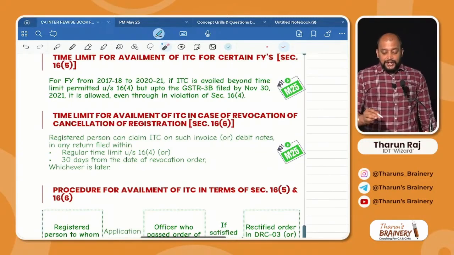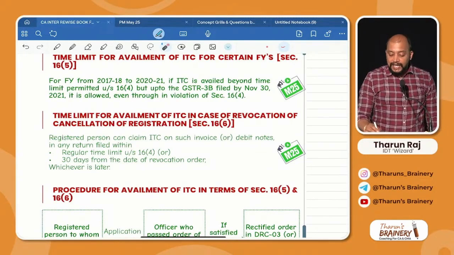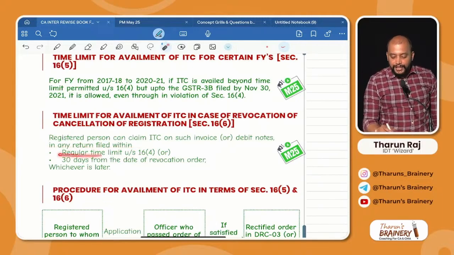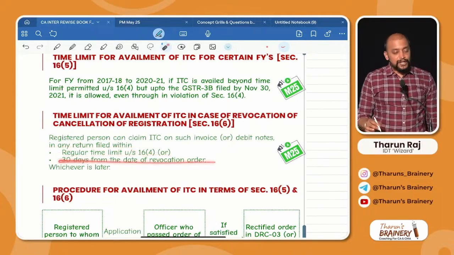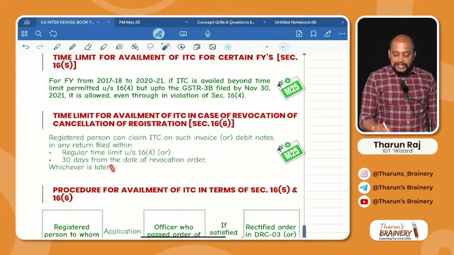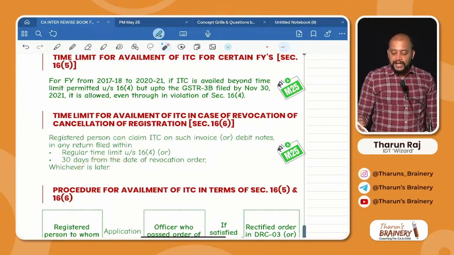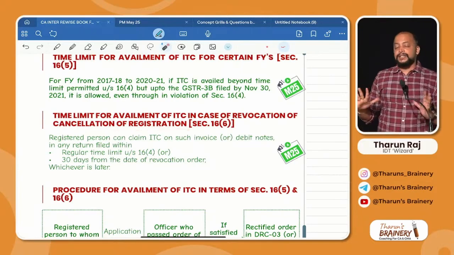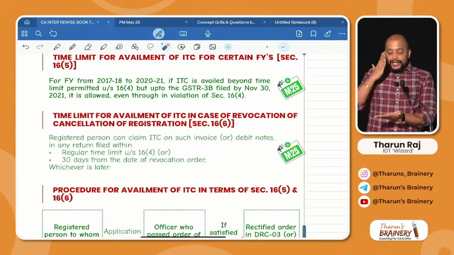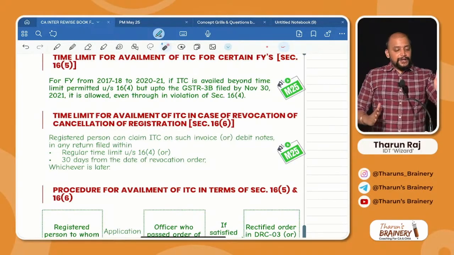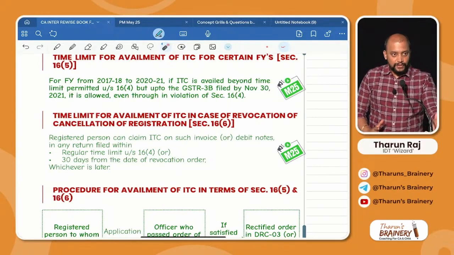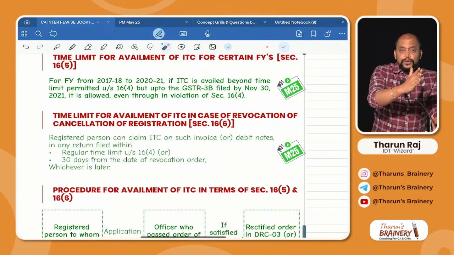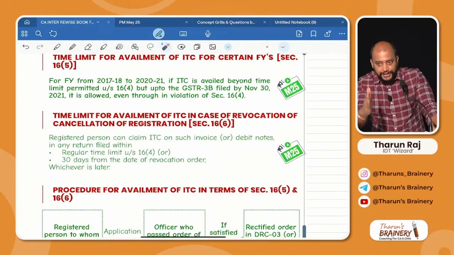That is, a registered person can claim ITC on such invoices or debit notes in any return filed within the regular time limit or 30 days from the revocation order, whichever is later, in cases where their registration has been cancelled. So let me discuss with you first. Whenever your registration is cancelled, carefully listen. Your registration is cancelled on one date, okay? Say on 1st April your registration is cancelled. Then you can make an application for revocation.